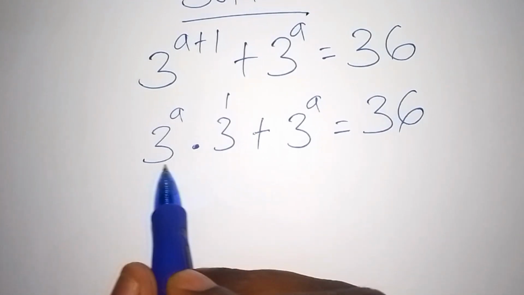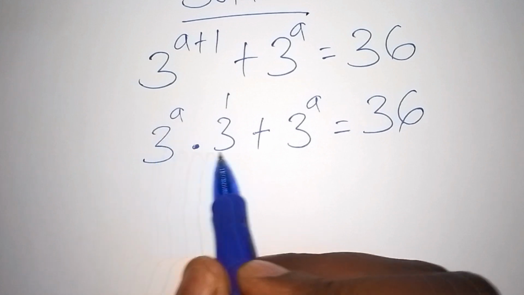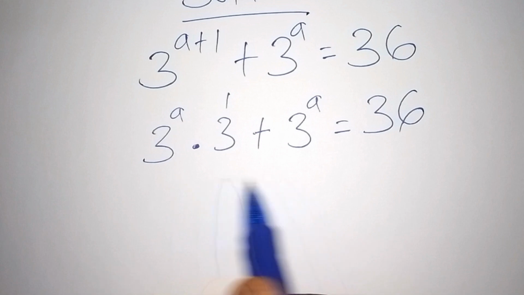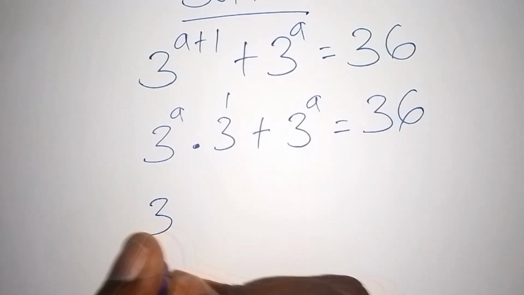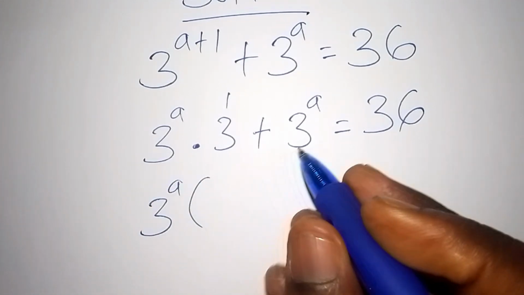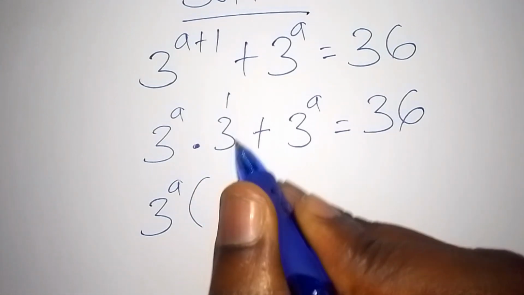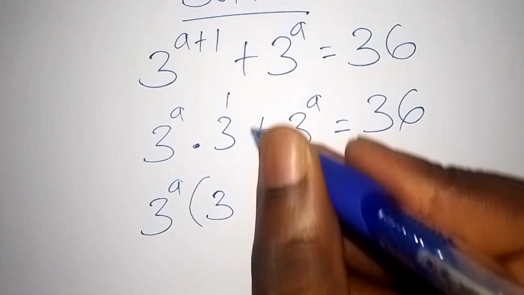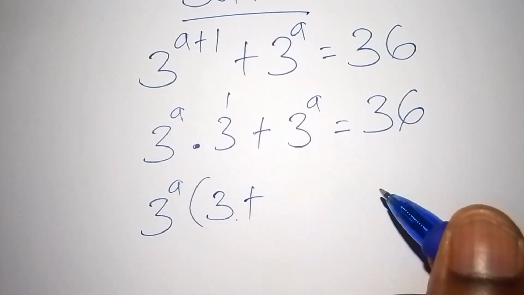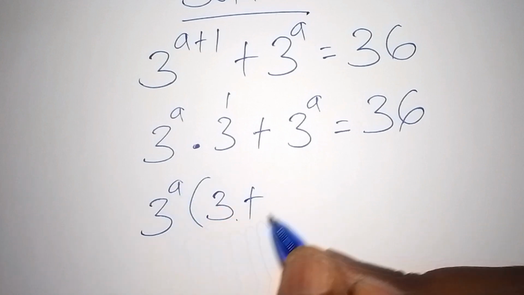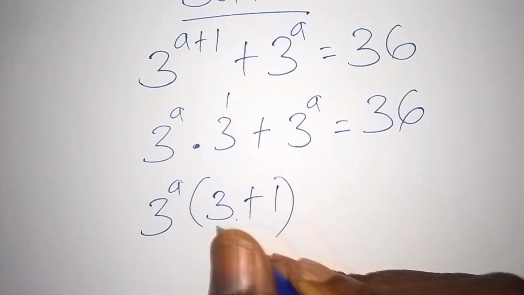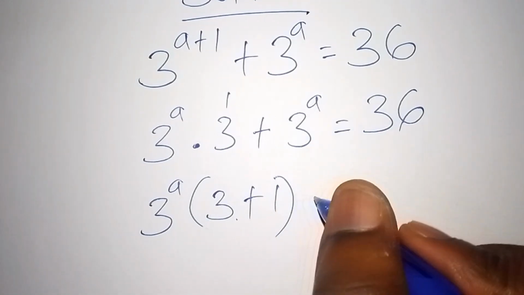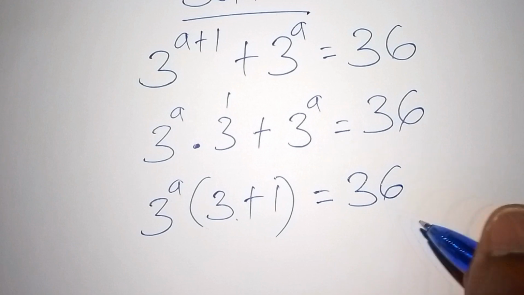Considering what we have, 3 to the power of a, here also we have 3 to the power of 1, then here also we have 3 to the power of a. So it means that 3 to the power of a is common. Now we shall pick 3 to the power of a, then into a bracket we shall fix this 3, because 3 to the power of 1 is 3. Then we shall have the plus sign in our bracket. Then 3 to the power of a, when you work it out with 1, leads to 3 to the power of a multiplied by 1, so we shall have 3 to the power of a, which is equal to 36.